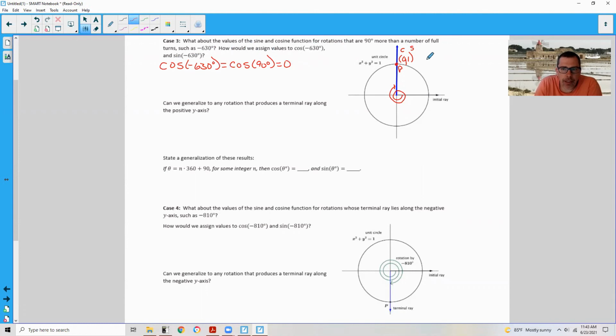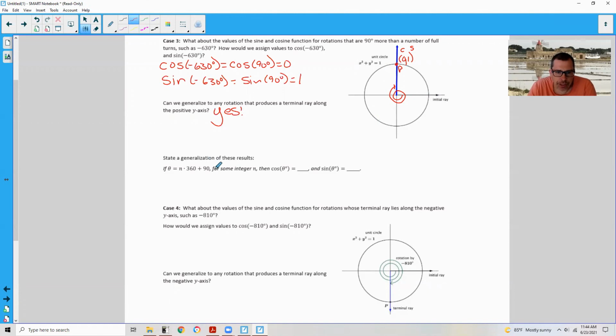Remember, cosine comma sine. The sine of negative 630 degrees equals the sine of 90 degrees, which equals 1. Can we generalize to any rotation that produces a terminal ray along the positive y-axis? Well, yes, of course. Yes, we can. State the generalization of these results. Well, if theta equals n times 360 plus another 90 degrees, or if we went clockwise, like we did here, it'd be n times 360 plus 270 degrees, or minus 270 degrees, I should say.